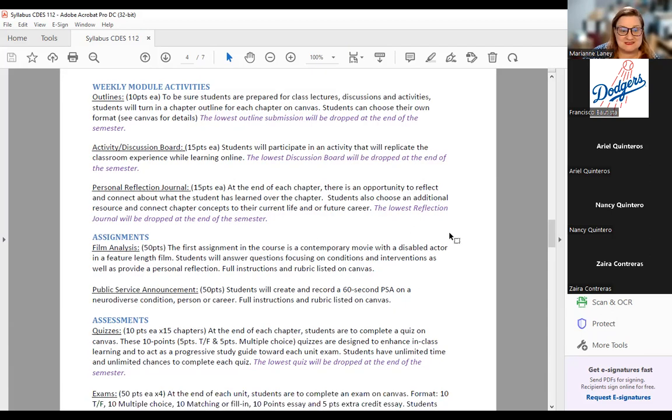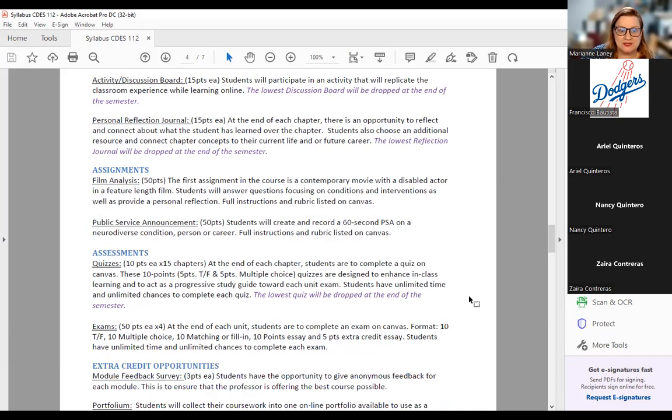But we have 2 assignments in this class, a film analysis, where I give you a list of films, and a public service announcement. That's it. We have 3 months, 2 assignments. You guys can do it. I promise. I had some other assignments and I wrapped them into a discussion board. So you're just doing it in a different format. I think it's fair. These match up to the student learning outcomes at the beginning.